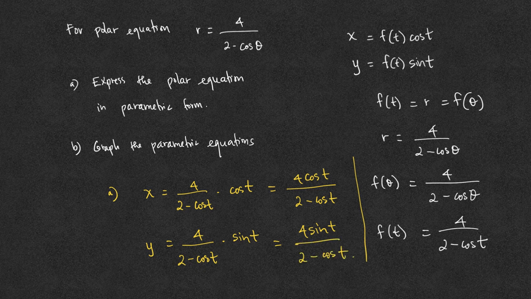And these are parametric equations for the polar equation r equals 4 over 2 minus cosine of theta. If we parameterize this polar equation correctly, then the graph of these parametric equations should be the same as the graph of the polar equation.